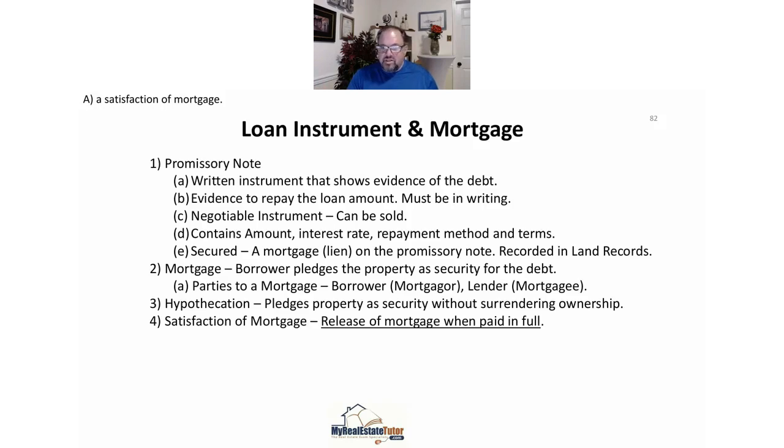Remember, hypothecation pledges property as security without surrendering ownership. In other words, you give permission to the lender to put a lien on the property in the form of what's called a mortgage, okay? Voluntary specific lien. That's what it's called, a voluntary. You're allowing the lender to put a lien specific to what? That legal description, okay? And then the satisfaction of the mortgage is a release of that mortgage when it's paid in full.